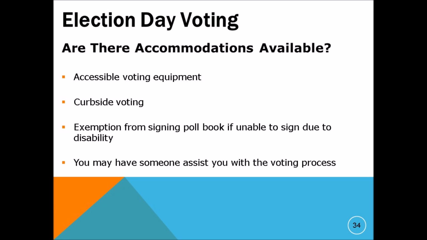If you're unable to sign the poll book due to a physical disability, you can be exempt from that requirement. And if you would like to have somebody assist you in the voting process, you may bring anybody of your choosing as your assister. Just be sure to let your poll worker know so that your assister can also sign the poll book.